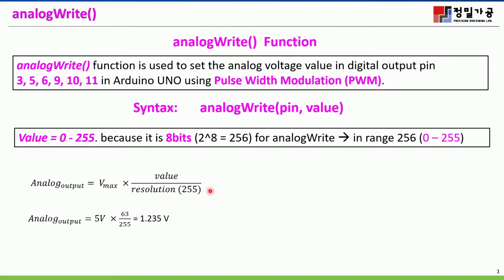For example, for a simple calculation, if you want to output the decimal value 63 out of the range 0 to 255, then the average output voltage is about 1.235 volts. This is a very simple calculation, and I think everybody can understand.